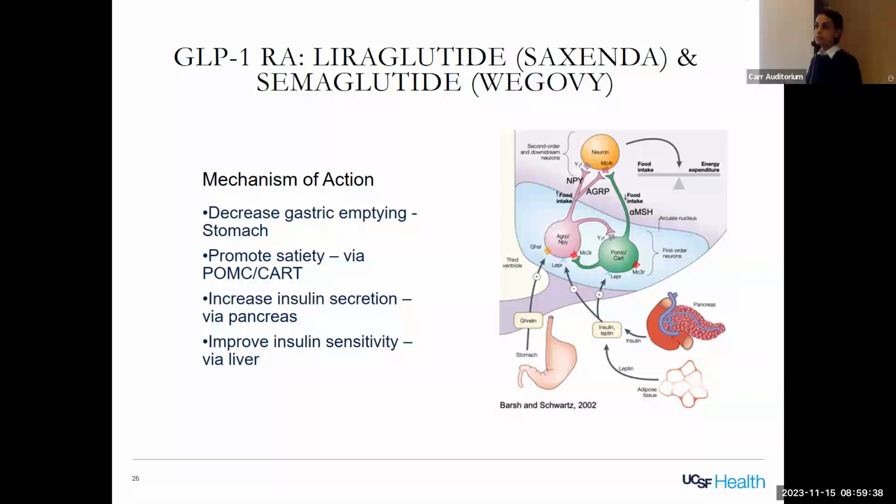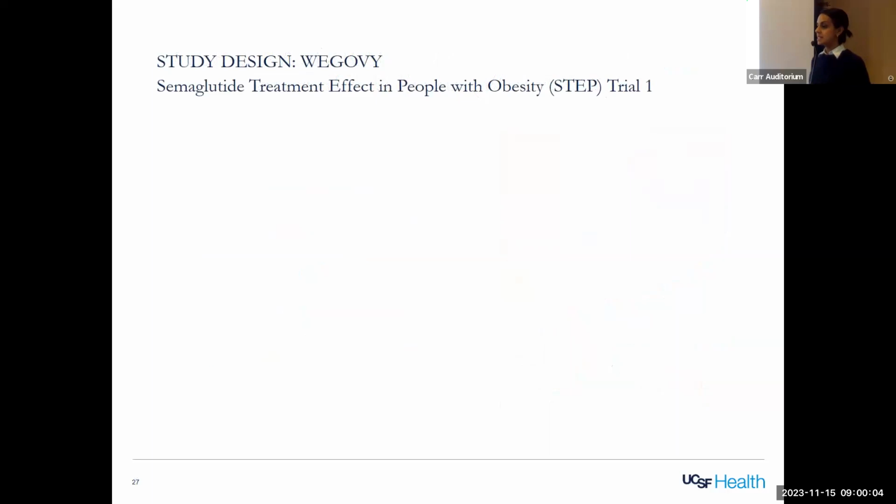but they also act peripherally to alter those peripheral hormones. And they also act at the level of the stomach to decrease gastric emptying. So food just sits in your patient's stomach for longer. They increase insulin secretion via the pancreas, and they also improve insulin sensitivity via the liver. So they're really comprehensive medications that are acting on many parts of that brain-gut feedback loop that promote excess weight. So now let's get into the data.